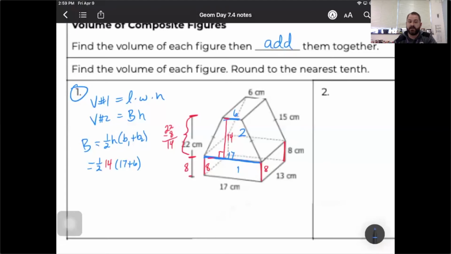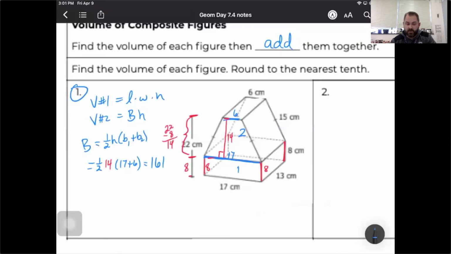So now I can calculate the area of that base. When we do 17 plus 6, that's 23. And then do 23 times 14 and divide by 2, we get a total area of that base, 161. Okay, that's the base area.